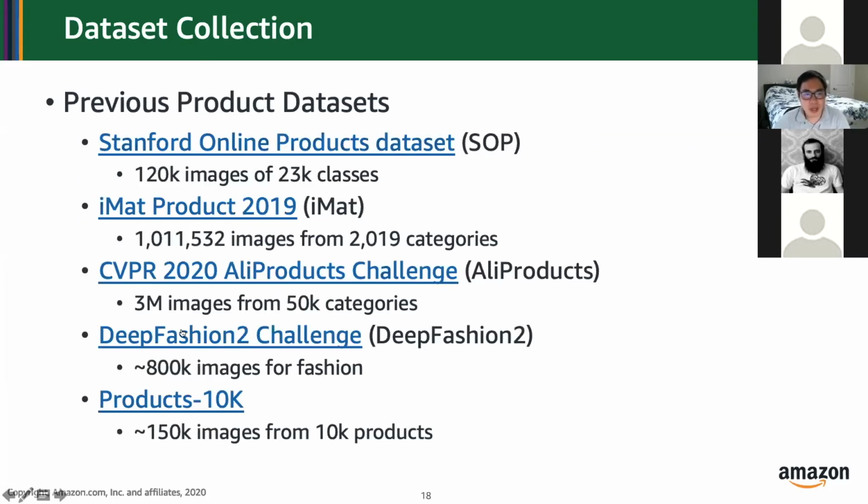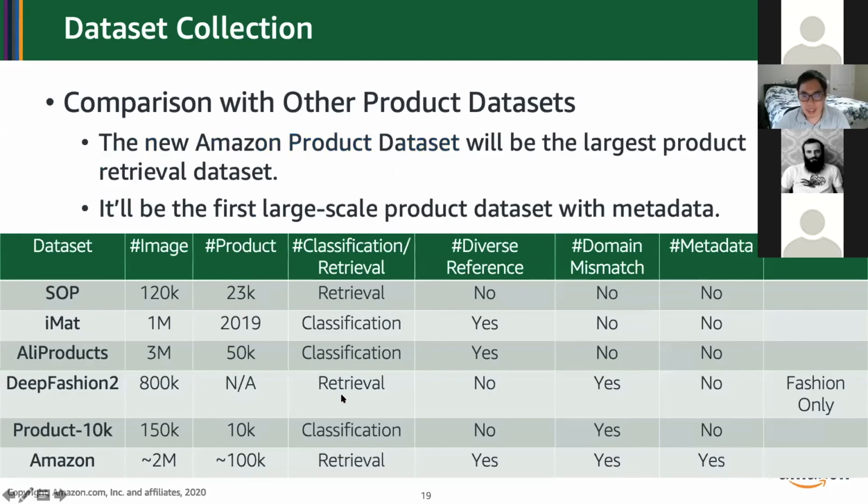So we are comparing our data set with previous product data sets. Here I list 5 which are commonly used in both research and industry, and here is a detailed comparison. Our data set is called Amazon, at the bottom. First of all, looking at the number of images, our data set is certainly in the top tier, with around 2 million. And the number of products is certainly the largest.